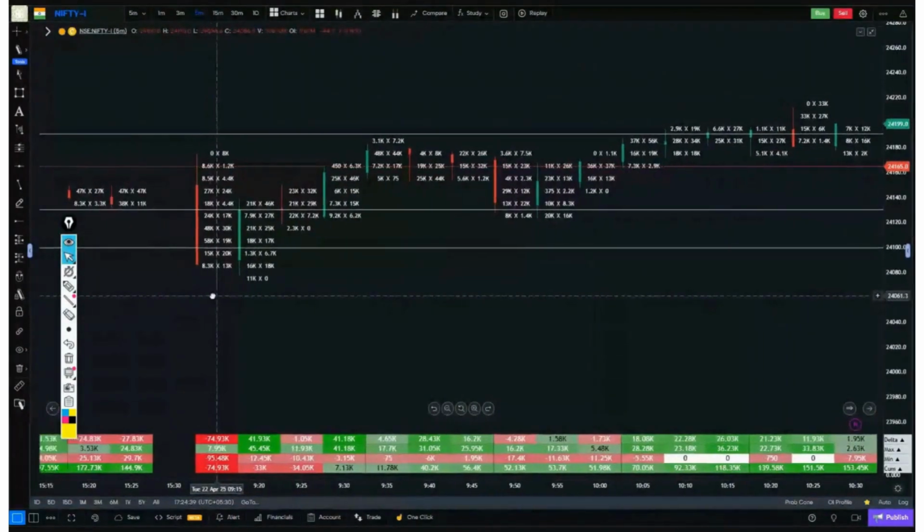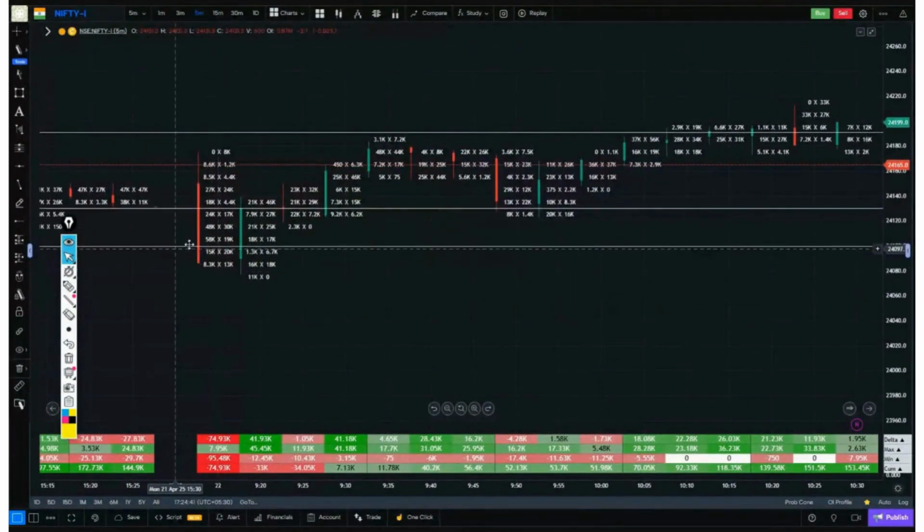Now, how will we read this? First of all, these are the levels of volume profiles. When we picked up the first candle, what came out here was how much negative delta there is.